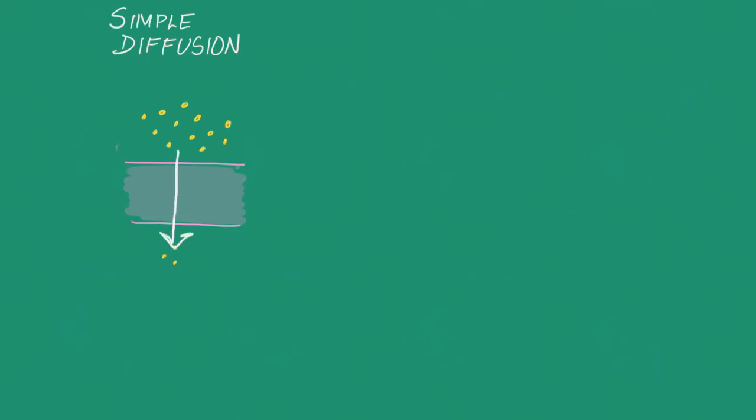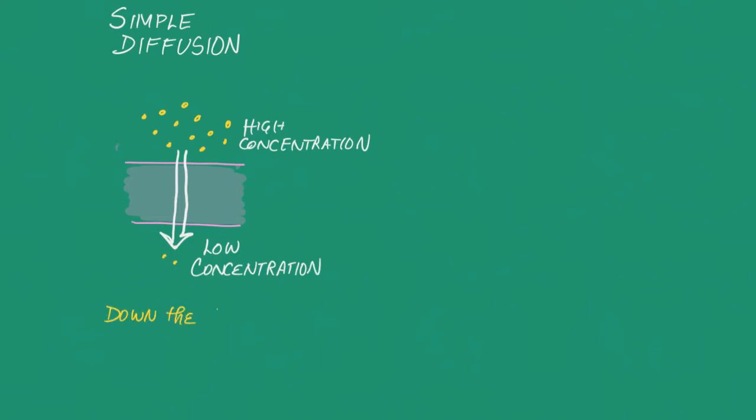On one side, the concentration is high, and on the other side, the concentration is low. The movement of molecules is from a region of high concentration to a region of low concentration. We say that this is down the concentration gradient. The movement of molecules is down the concentration gradient.